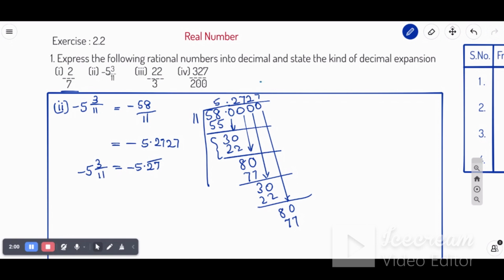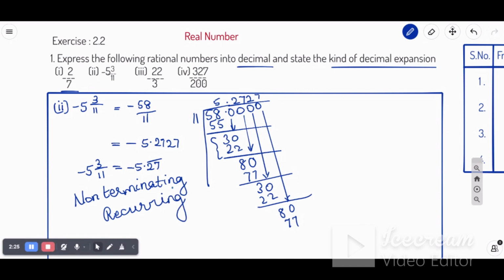Now your question is to convert into decimal. This part is done, but what kind of decimal expansion is this? Yes, it is non-terminating again, and what is it? Recurring. Non-terminating means non-stopping. It is not stopping, it keeps on going. And recurring means repeating. What number is it repeating? 2727 is getting repeated. So it is again a non-terminating and recurring kind of decimal expansion. Thank you. Let us move on to the next question.